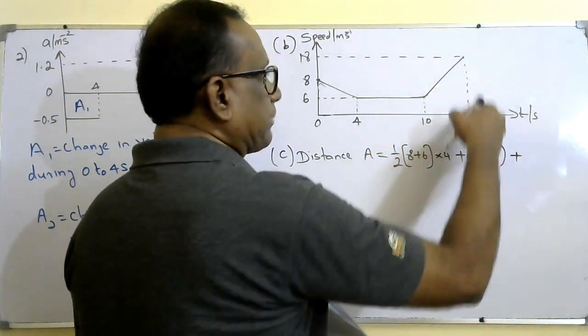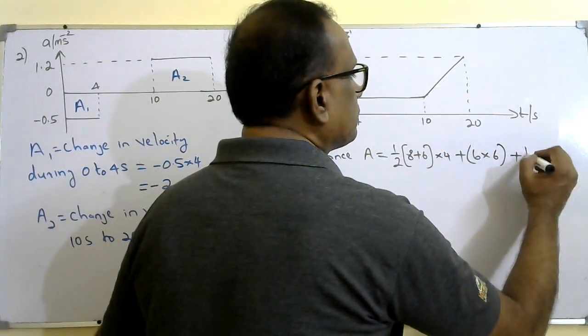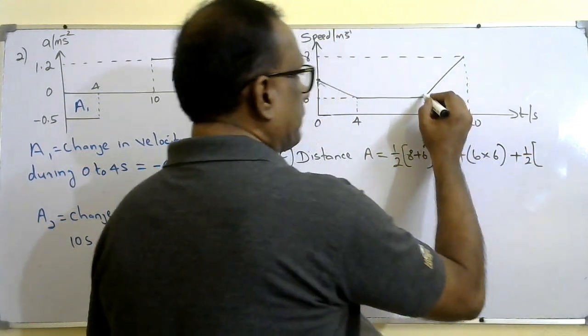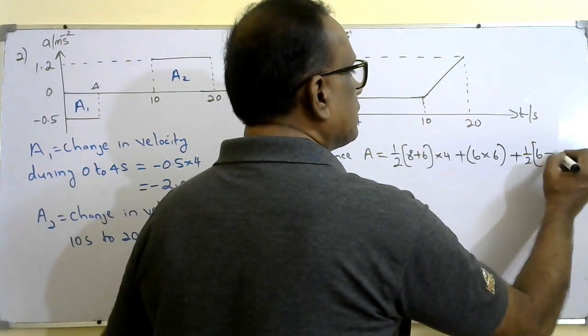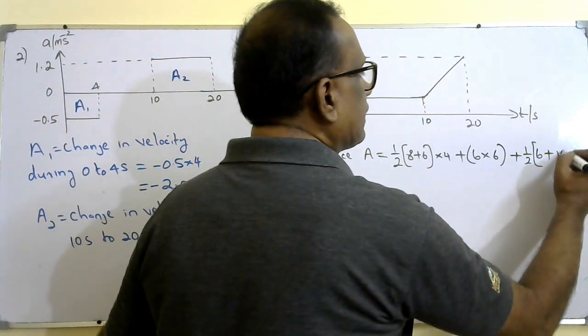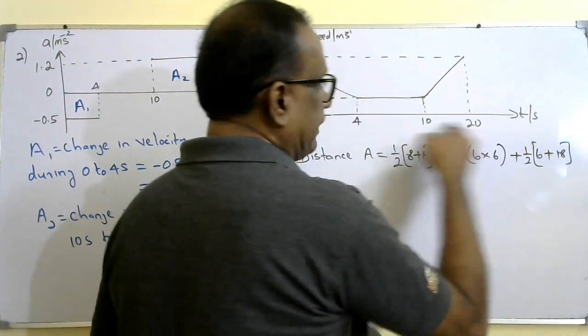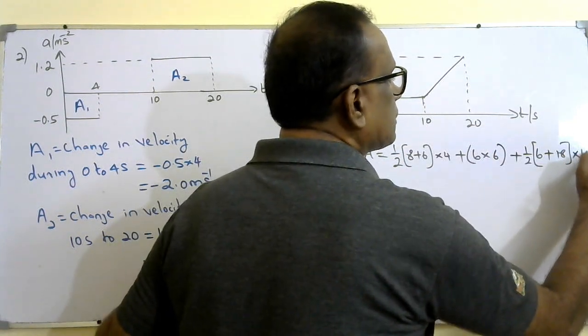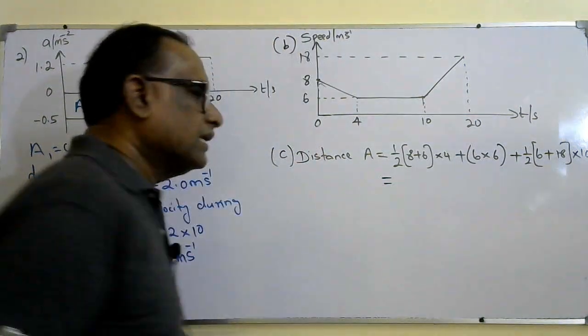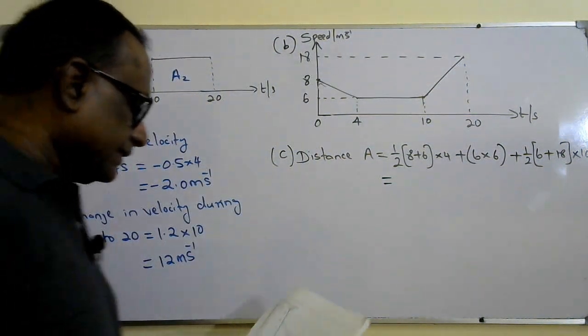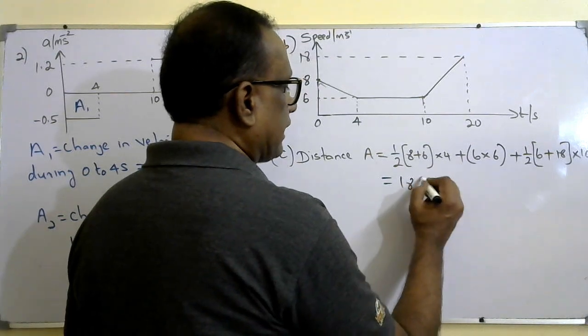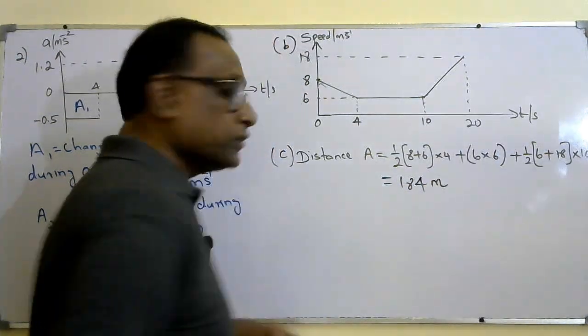This is again a trapezium, half into addition of the parallel sides, this is 6 plus 18 into 20 minus 10, which is 10. Okay, solve it, you will get the distance between A and B, that will be 184 meter.